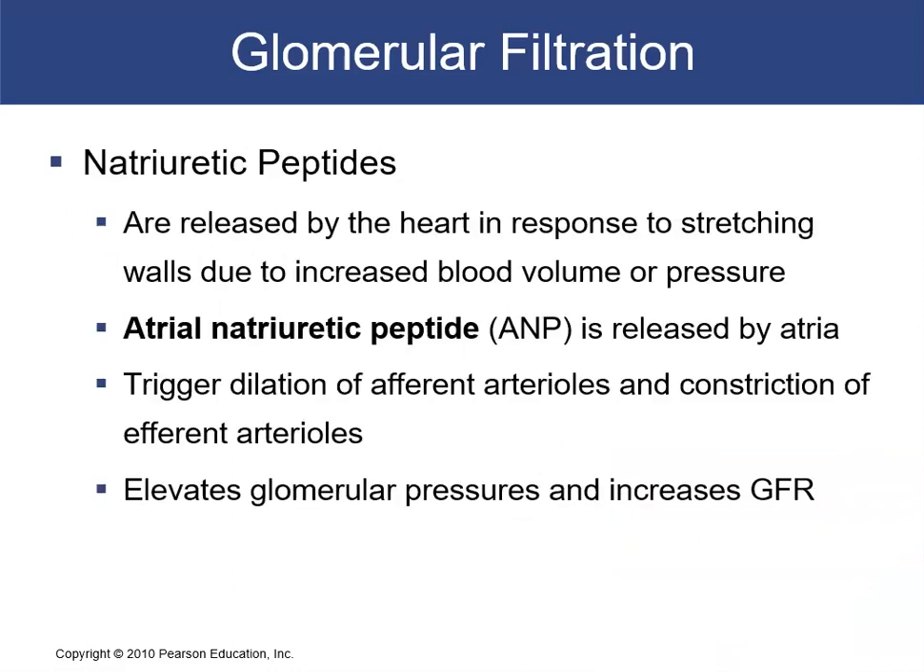Natriuretic peptides work the opposite way. Remember, they are released by the heart in response to stretching of the heart walls whenever there is an increase in blood volume or an increase in blood pressure. When this happens, ANP will be released by the atria. The ANP will then trigger the dilation of the afferent arterioles and constrict the efferent. Right? This will increase the glomerular pressure, increase the filtration rate so that you lose more water in the urine, and this will reduce overall blood pressure in the body.